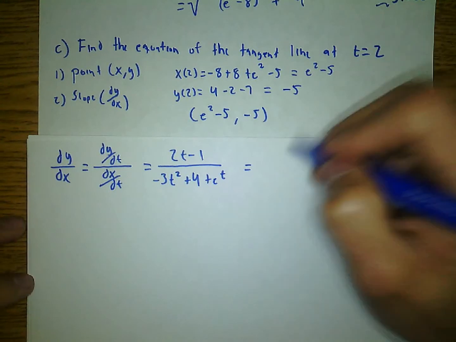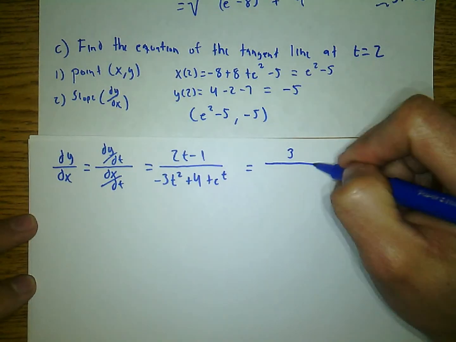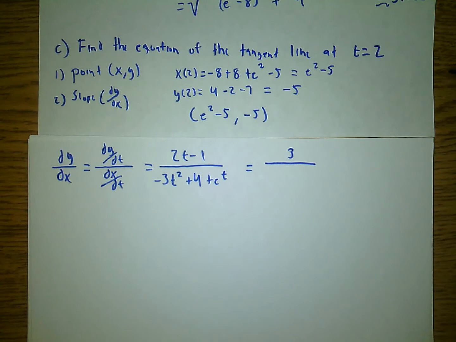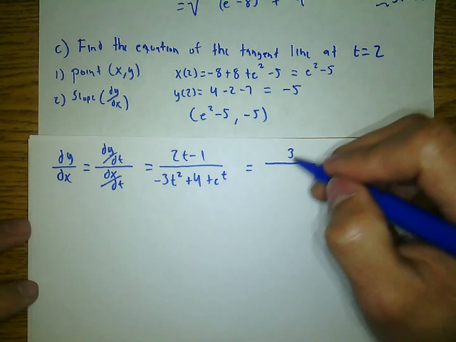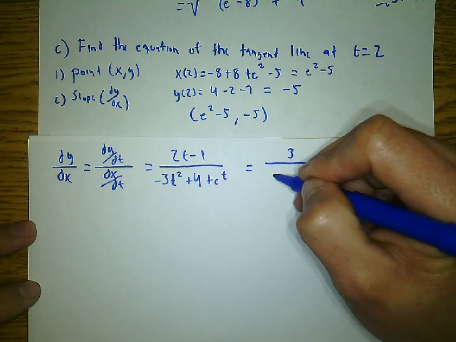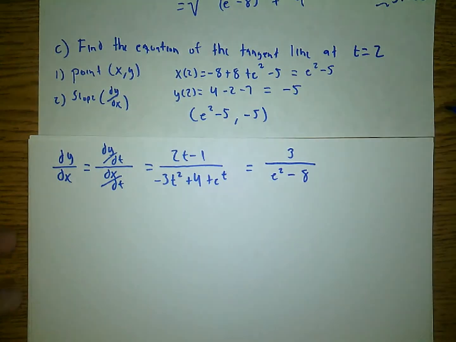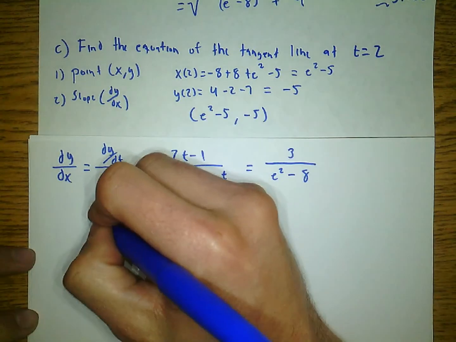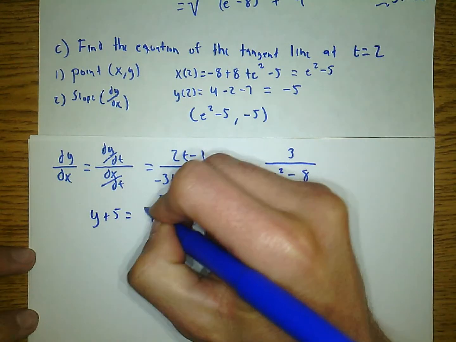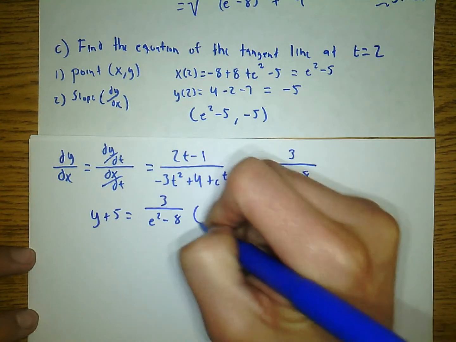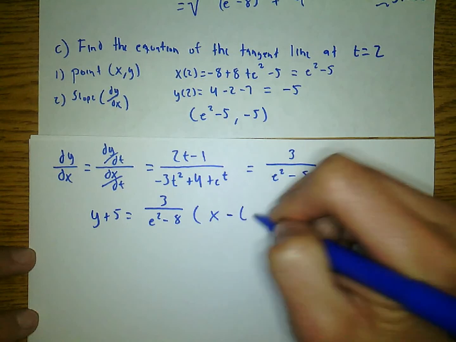So that gives me what? I get a 3 here. And then on the bottom, what do I get? 2 squared is 4, negative 12 plus 8 plus 4 is negative 8. So that's going to give me e squared minus 8. So what is your tangent line? y plus 5 is equal to 3 divided by e squared minus 8 times x minus e squared plus 5.